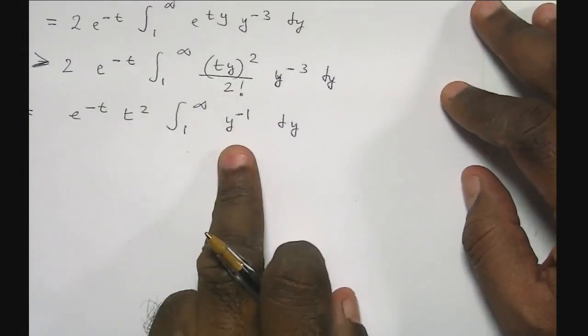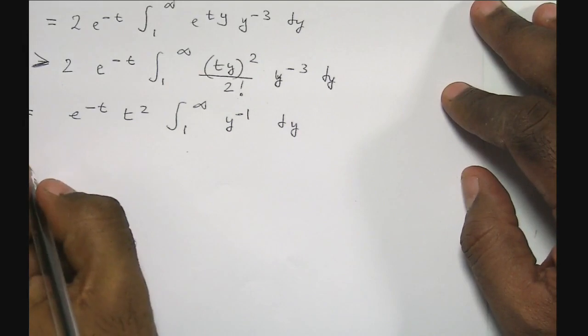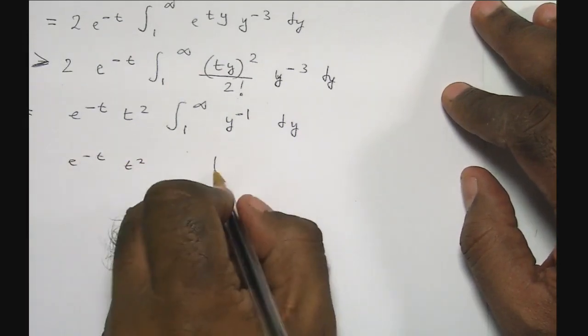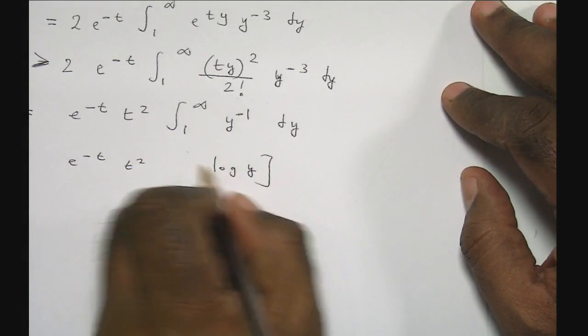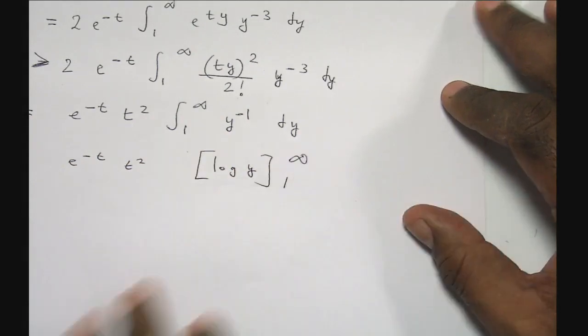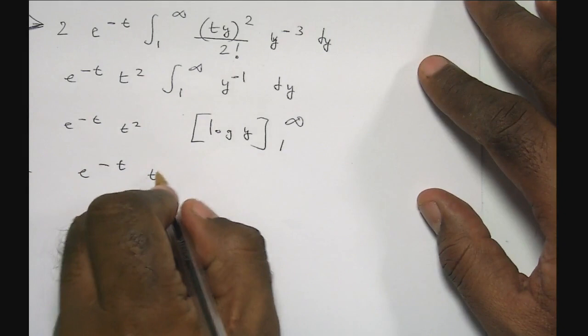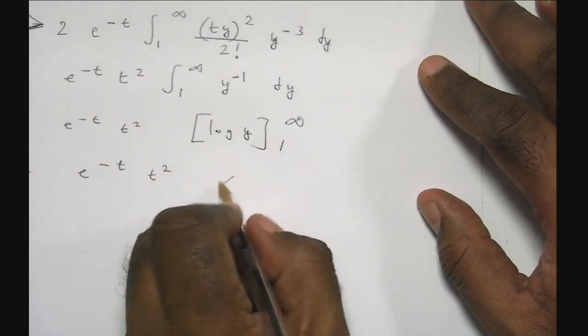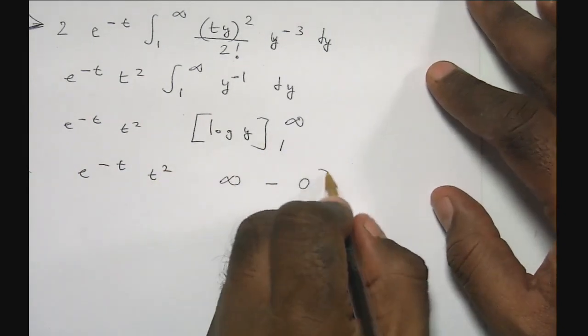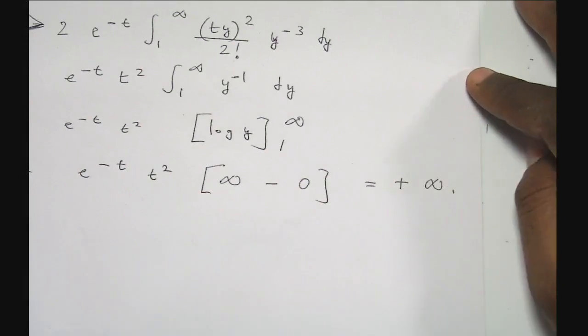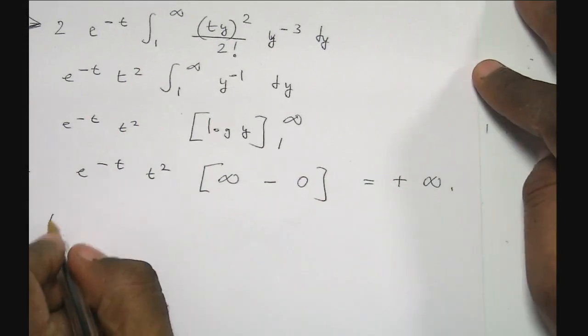The integral of this is easy. So what's the integral of this, guys? It's log of y, limits from 1 to infinity, e to the minus t squared. The limit at log of infinity is infinity, log of 1 is 0, so this is equal to plus infinity. Therefore the MGF does not exist.